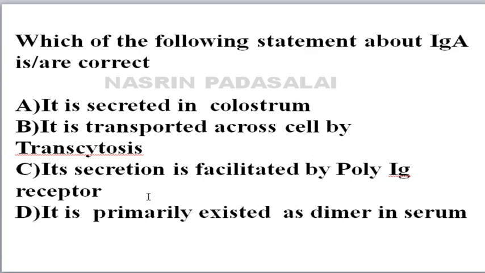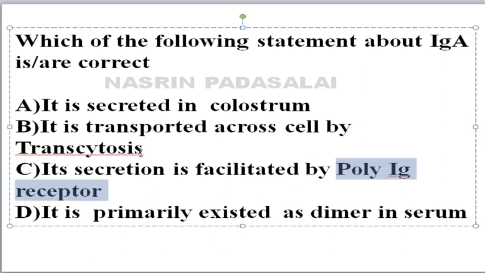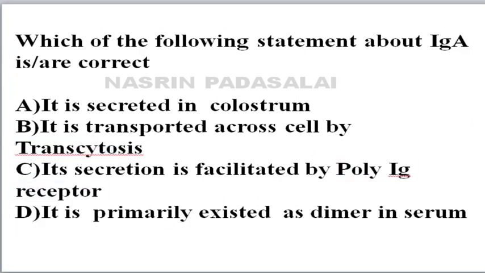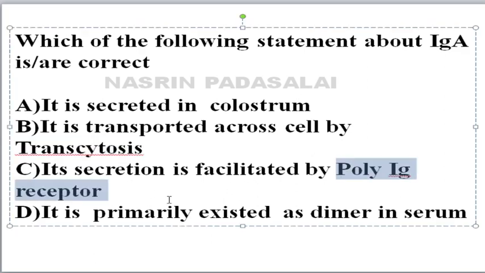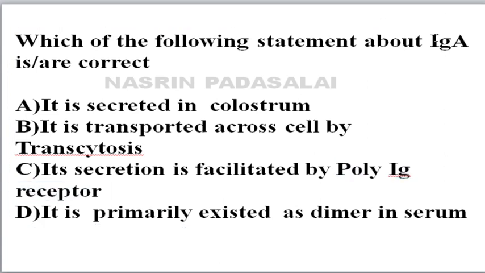This poly-Ig receptor is nothing but a polymeric immunoglobulin receptor. This receptor is helpful in the process of transcytosis. It is only helpful for the transcytosis of IgA antibody and IgM antibody. So this option is also correct. It primarily exists as a dimer. Yes, IgA is the antibody which acts as a dimer. So all the 4 options are correct.